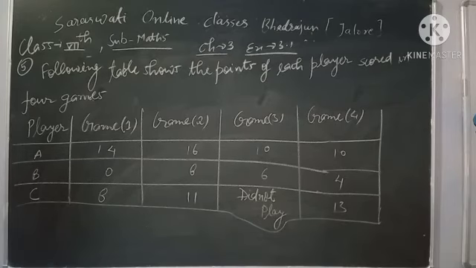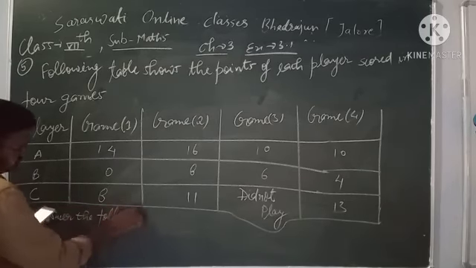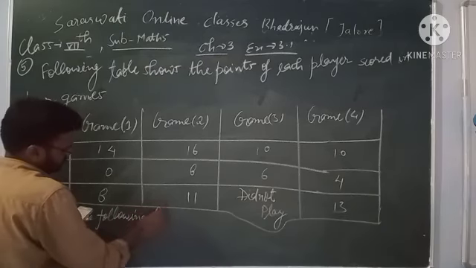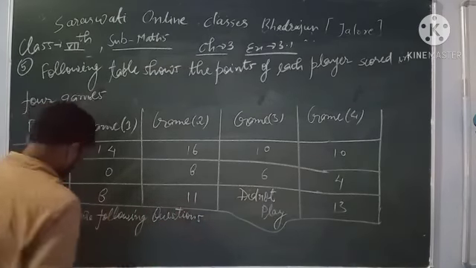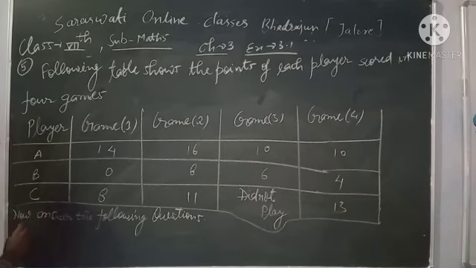Now answer the following questions. Okay. First one is find the mean to determine the average number of points scored per game.